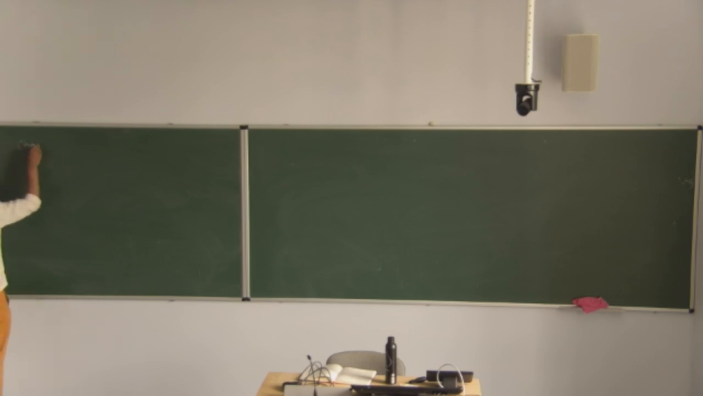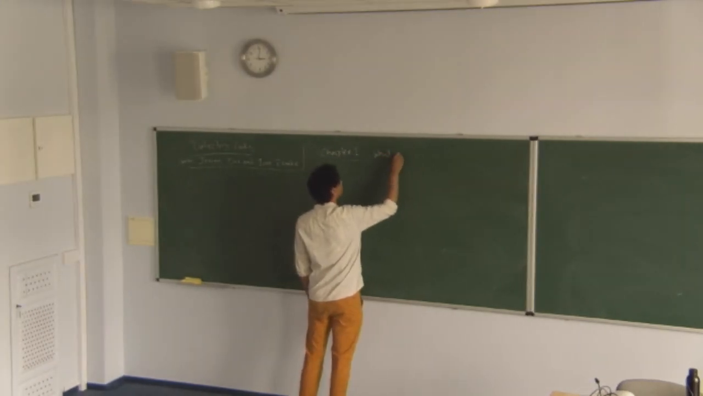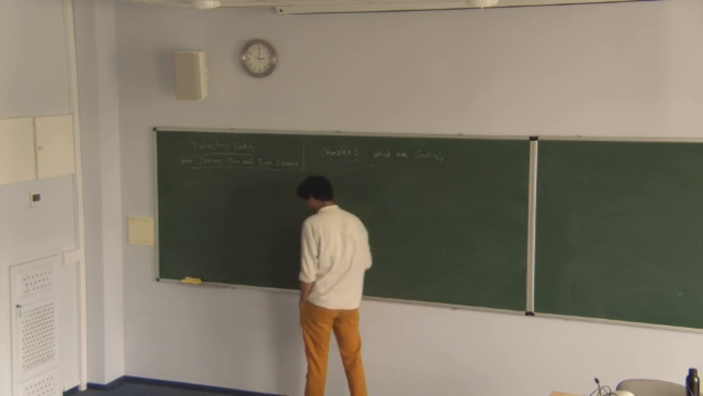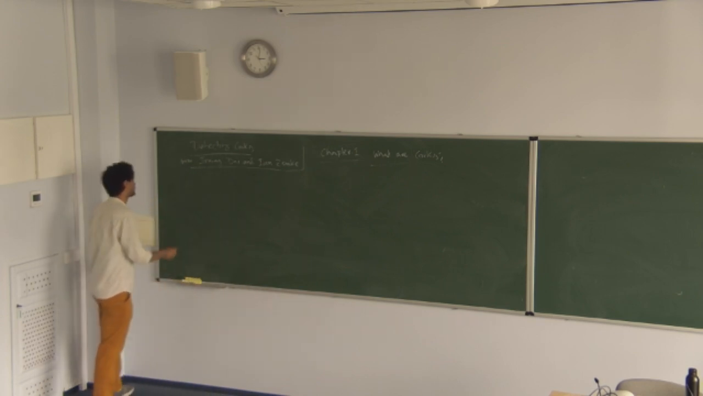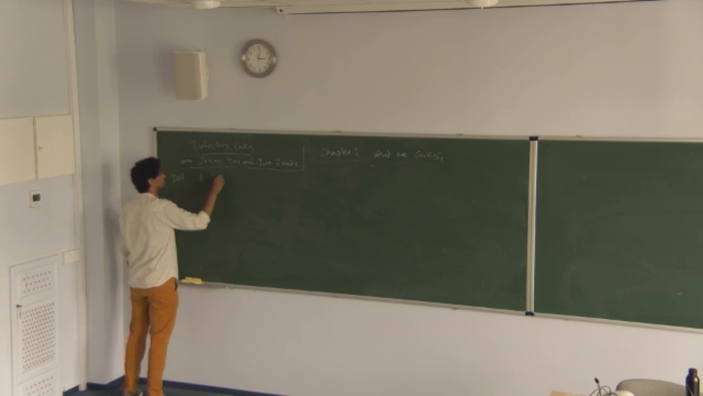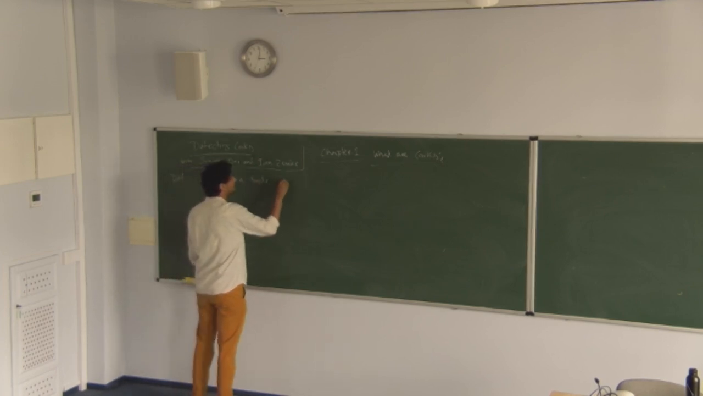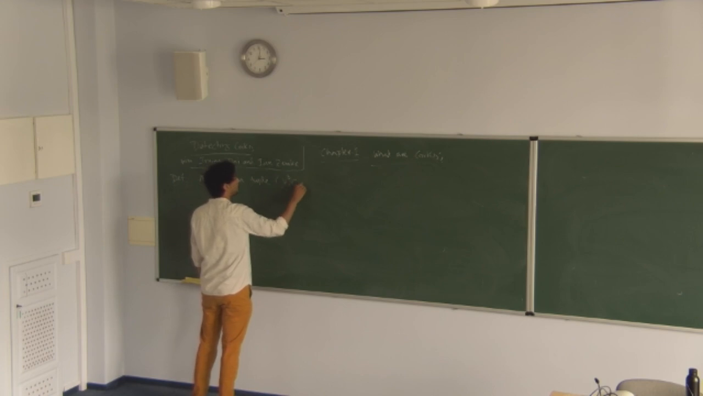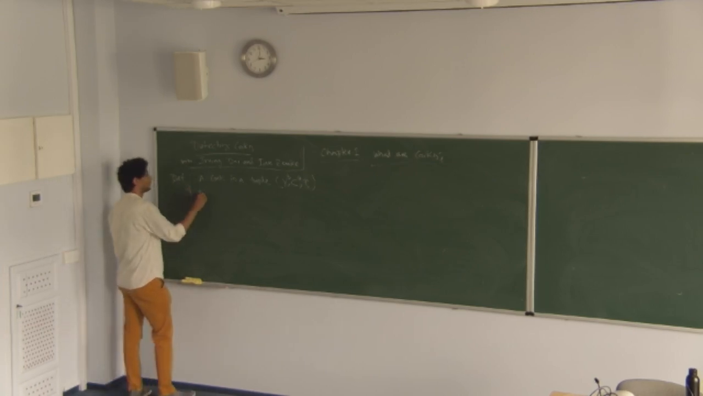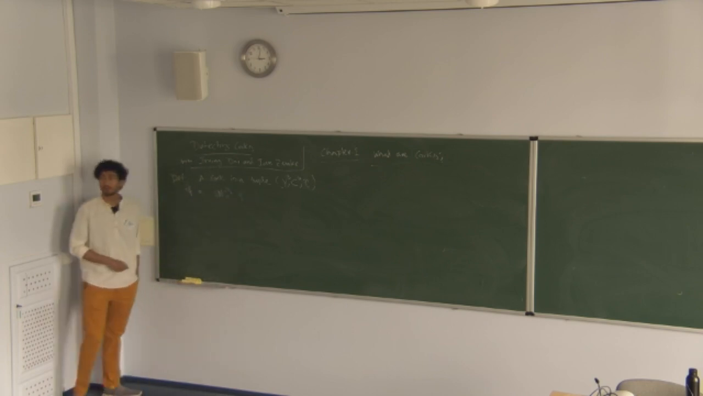So let me first begin by discussing what are corks. So here's the definition. A cork is a tuple of an integer homology sphere Y.